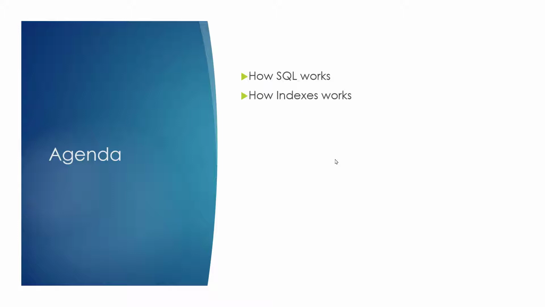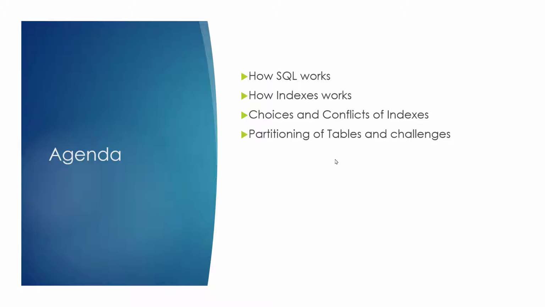Then how indexes help and what they really do behind the scenes. Then I will talk about what happens if a table has more than one index, how the database decides which index to use, and what kind of conflicts might occur. Then I will talk about how partitioning really works if the tables are heavily used, and what challenges you face when you do partitioning incorrectly.